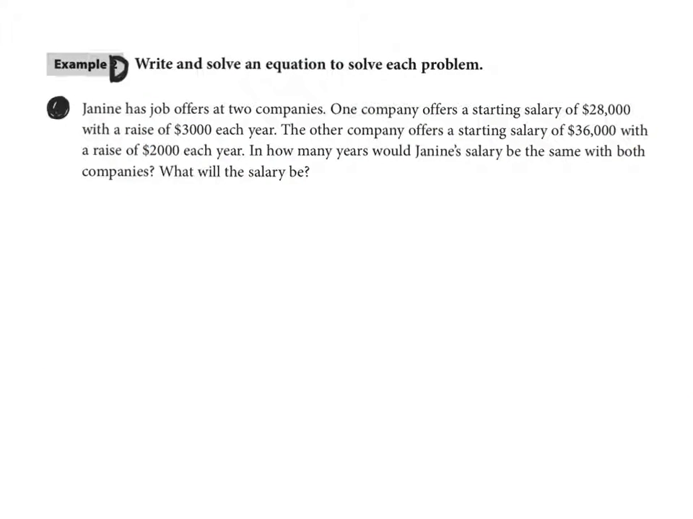All right, here's our last example. So again, I want you to pause and read through, make sure that you understand what the question is asking before we start and write the equation together. All right, now that you've read, it says that Janine has job offers at 2 different companies. So one company, all right, so this is all the information for one company in orange, and then the other company, we have that information for. The question is asking, when will they be the same? All right, so when it says when will they be the same, that means when will they be equal?